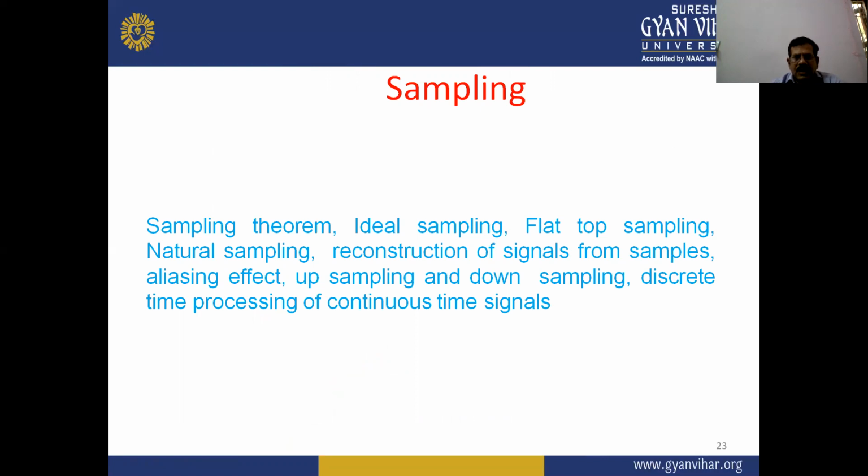Next, what is sampling? Sampling is basically a theorem for the transmission of data in a communication system. The topics are: sampling theorem, ideal sampling, flat top sampling, natural sampling, reconstruction of signal from samples, aliasing effect, upsampling and downsampling, and discrete time processing of continuous time signals.